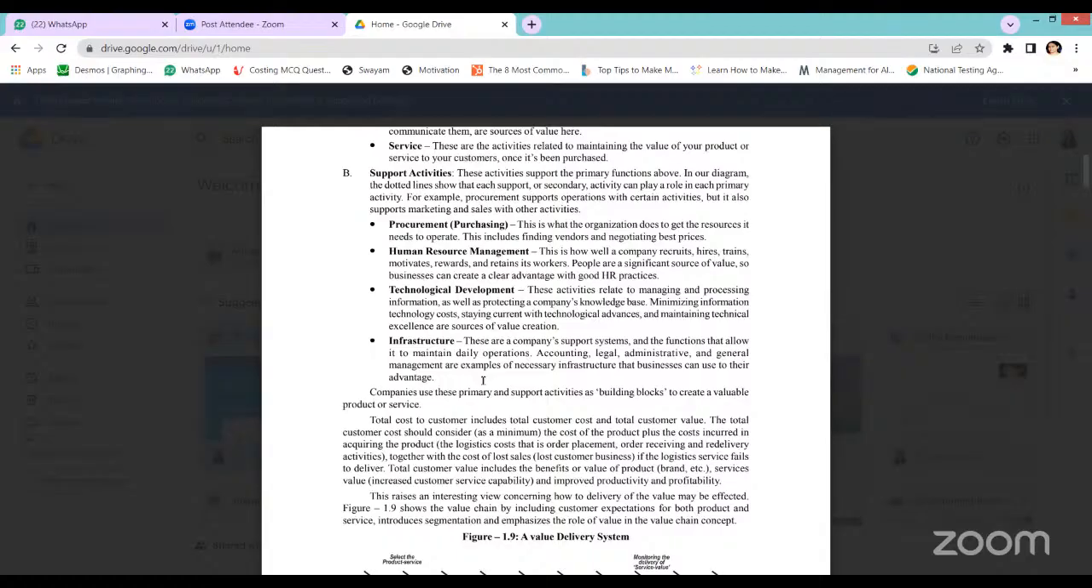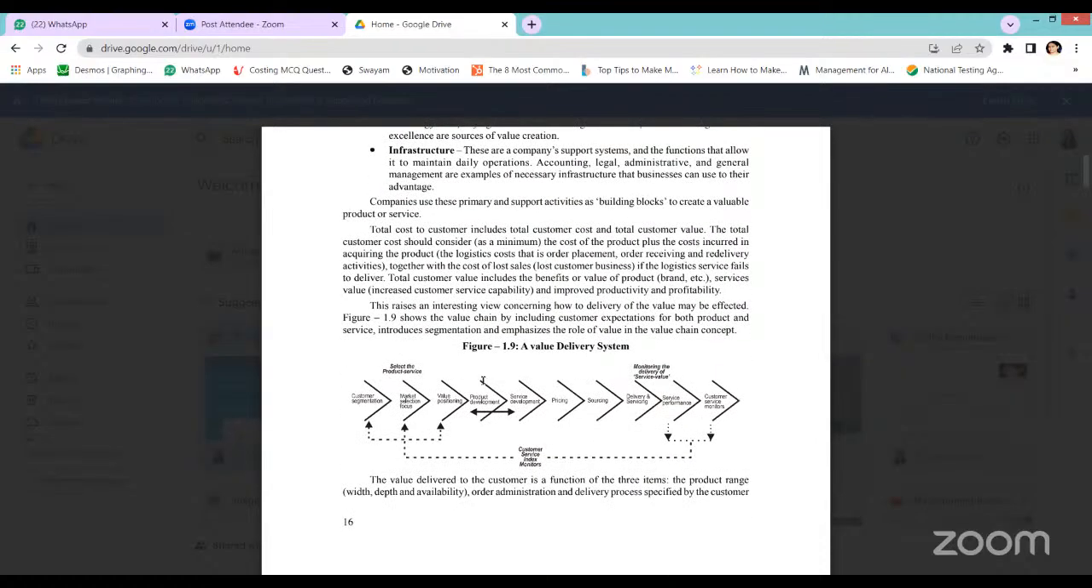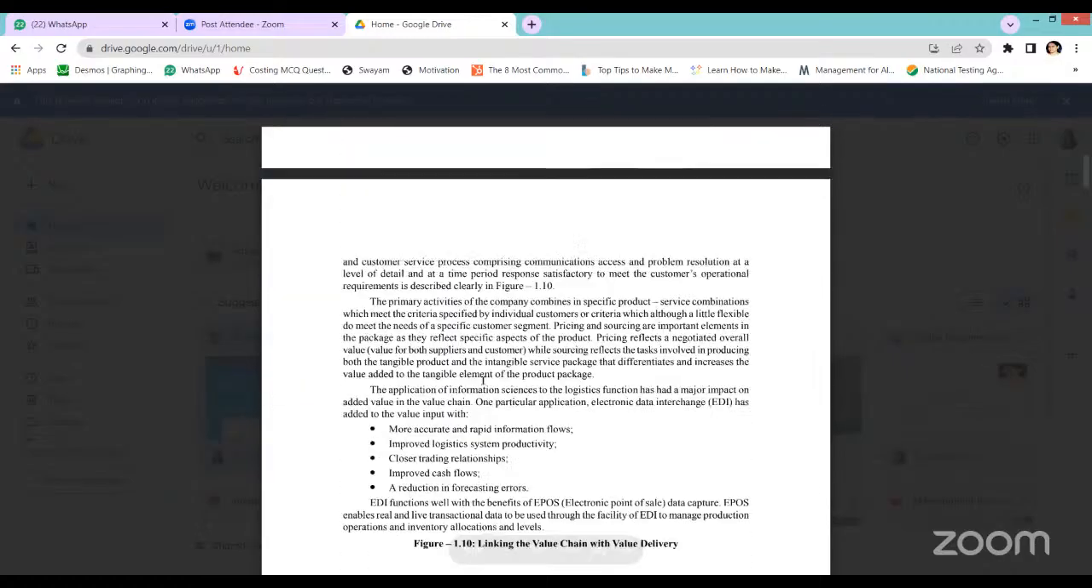And infrastructure: how good you are at making sure that your activities flow without any effect due to other reasons like accounting, legal, administrative, or general management aspects. So these are the various ways in which an organization's support activities bring value to the organization. They also take part in bringing value to the organization.